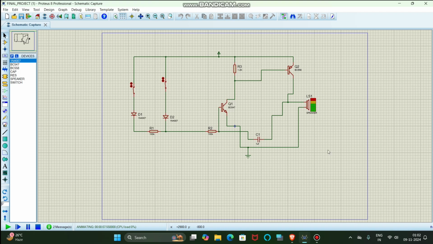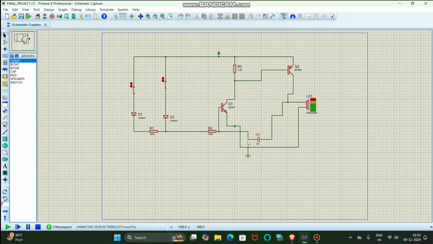is applied to the base of the first transistor Q1. This voltage activates Q1 by allowing current to flow from the base to its emitter. Now, when Q1 turns on, it effectively connects the base of the second transistor Q2, which is a PNP transistor, to a path that allows current to flow through it as well. Q2 turning on further amplifies the current, and hence we get a larger current that is sufficient to drive the speaker LS1. As the current flows to the speaker, the alarm starts to sound. This loud noise alerts us to the intrusion.